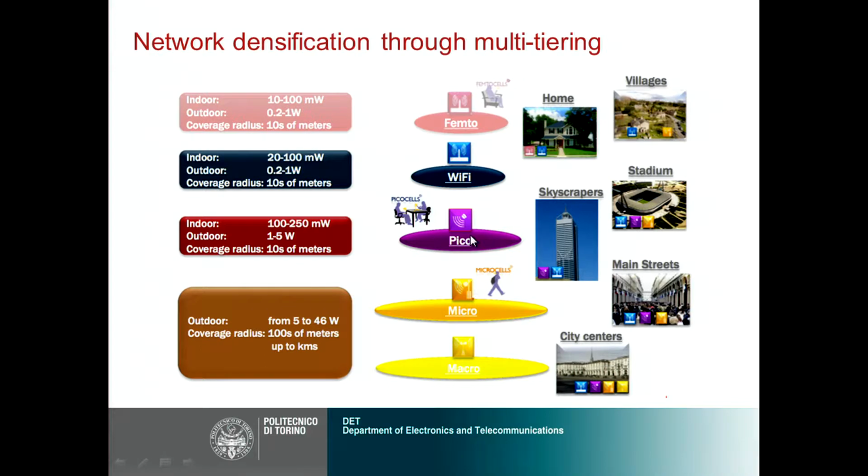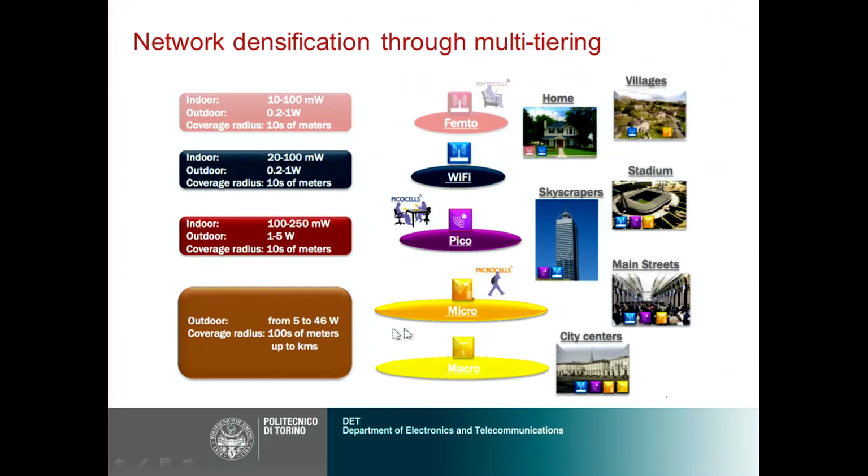Between the difference, of course, between femto, pico, micro, and macro is the power, and, of course, the coverage radius. Here you have on the left-hand side the ranges of powers that are allowed. Indoor, there's a regulation that does not allow antenna powers to be higher than 100 milliwatts. So this works for Wi-Fi, this works for cellular networks. You can't transmit at higher power because of safety and health concerns.